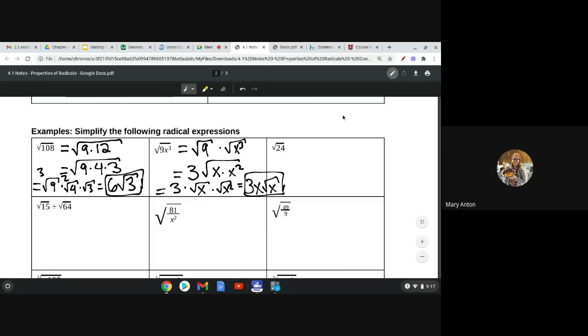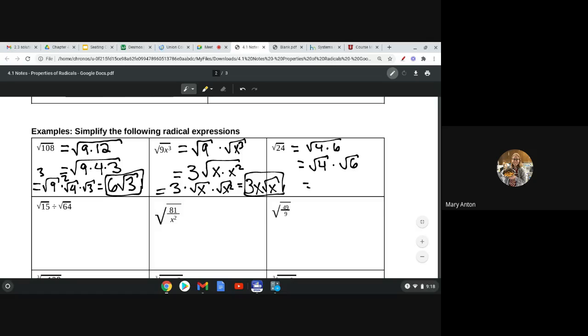Okay, next. Let's do some more examples. Square root of 24. Are there any perfect squares that are a factor of 24? Is 6 a perfect square? No, but what is 6 times 2? 12. Is 4 a perfect square? Yeah, so this is really the square root of 4 times 6. And then due to our product property of radicals, we can split this up into the square root of 4 times the square root of 6.